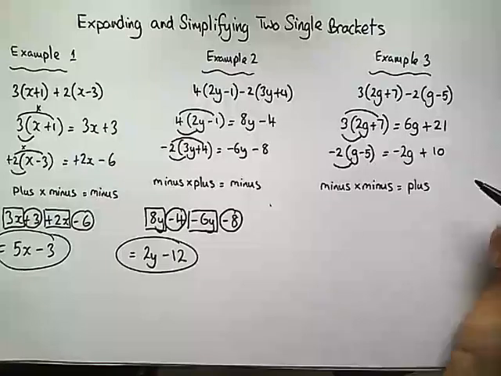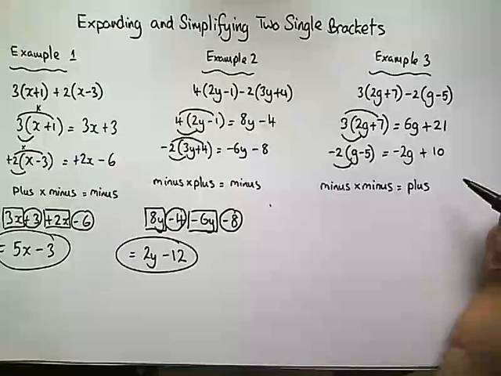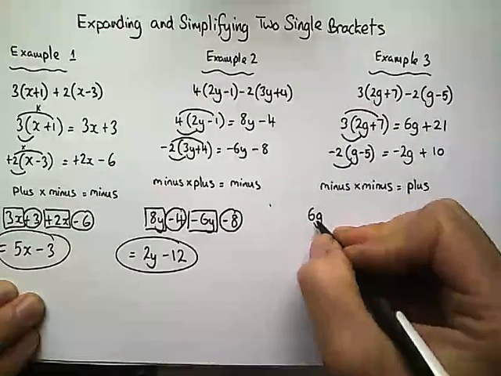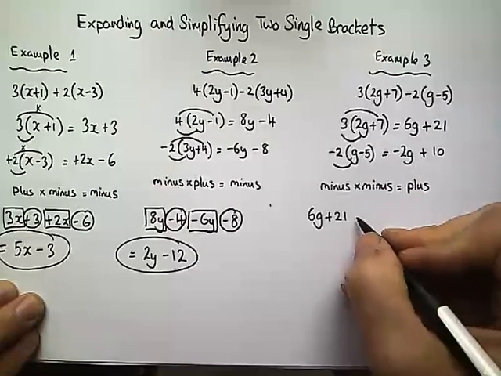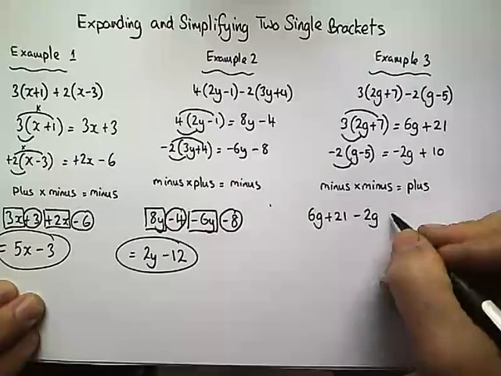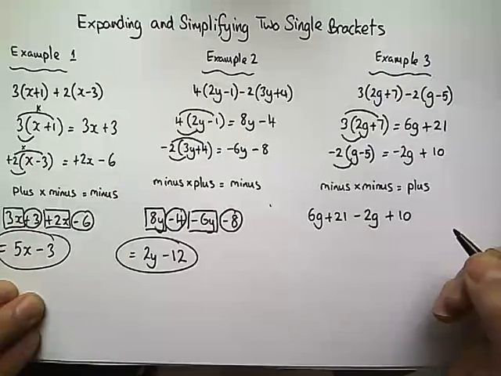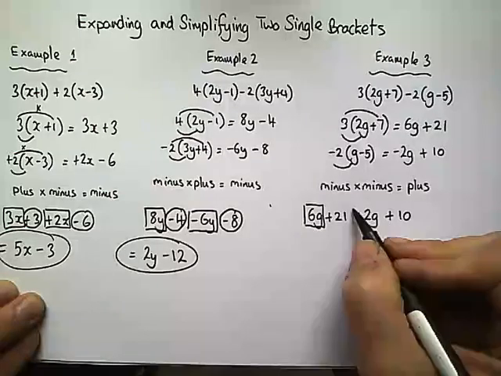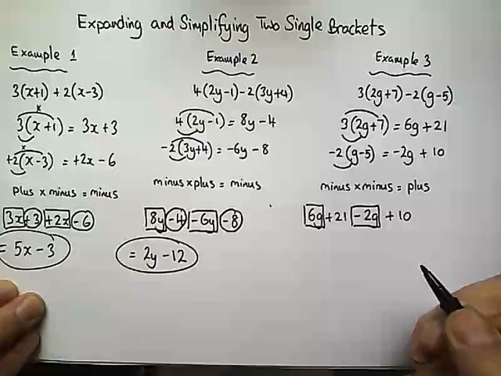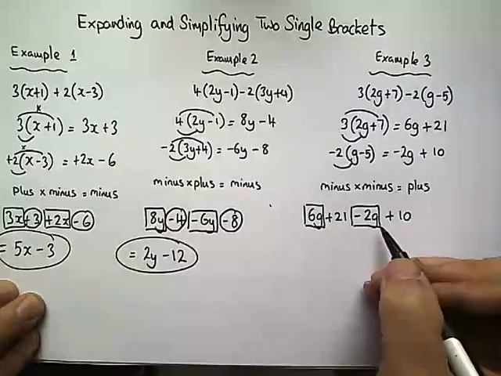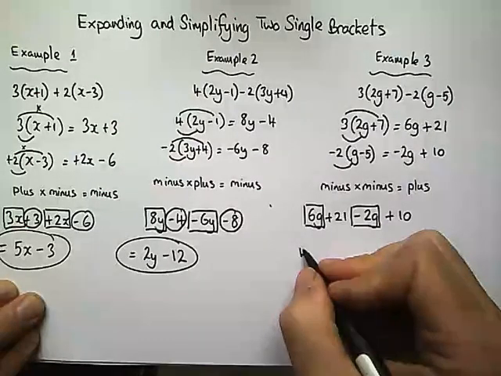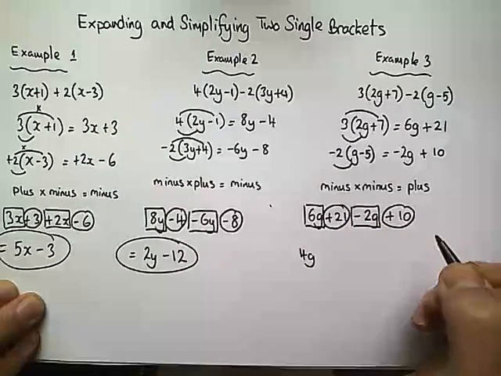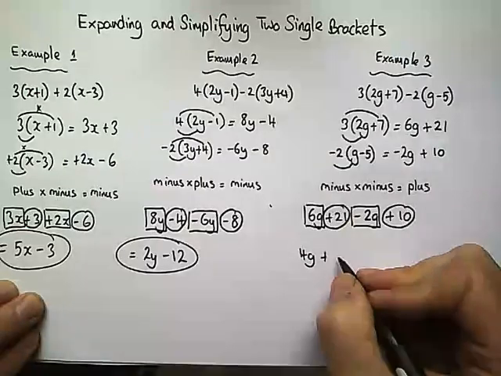So now that I've expanded the bracket, I would like us to simplify it. So we put all of the bits together: 6g plus 21 minus 2g plus 10. And then we're just going to simplify the bits. Remember, the g's can be collected. So we've got 6g minus 2g. 6 lots of something take away 2 lots of it will leave us 4g. And then we've got plus 21 plus 10. So 21 add another 10 will get us to 31.